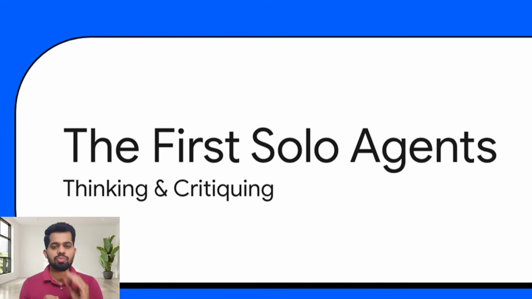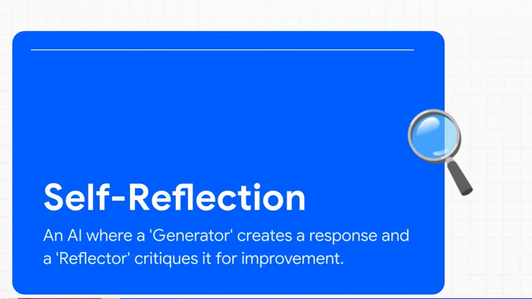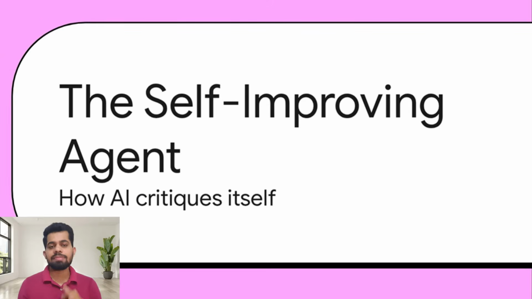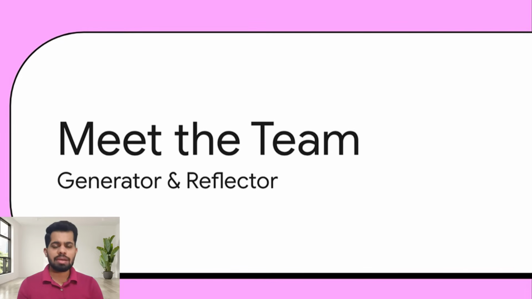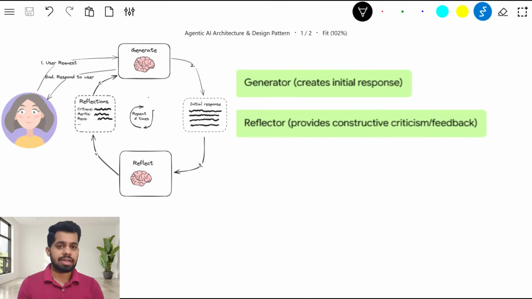We are starting with one of the simplest yet most effective ones. This pattern is called self-reflection, and it's all about creating a self-improving agent. If you remember the core factor we discussed earlier, self-reflectiveness, that is the agent's ability to evaluate and improve its own performance. Well, this pattern brings that concept to life. So how does this work in practice? The magic is in creating two distinct roles. One is a generator, another is a reflector.